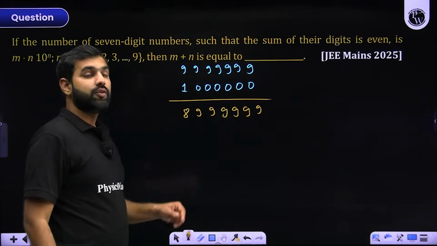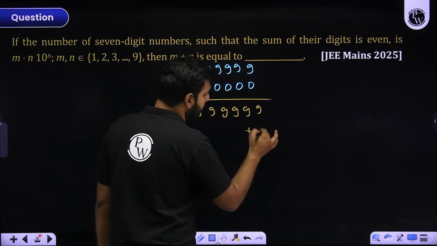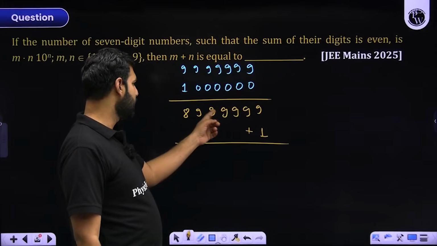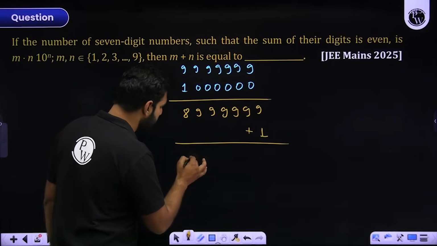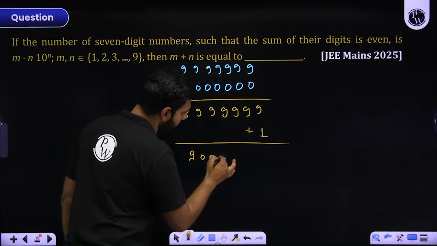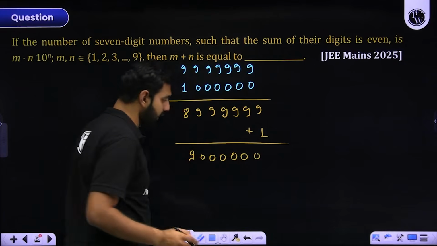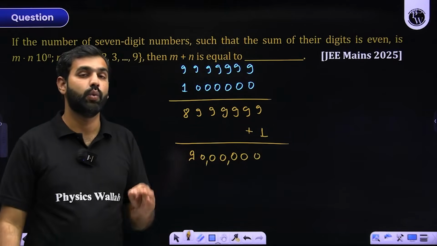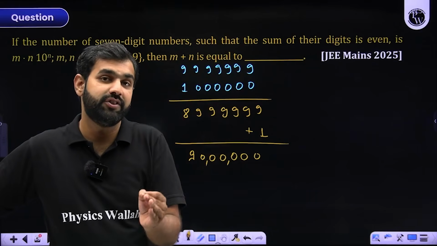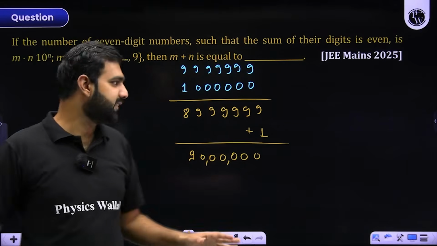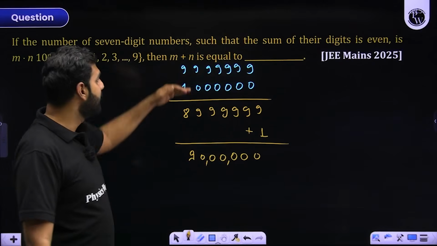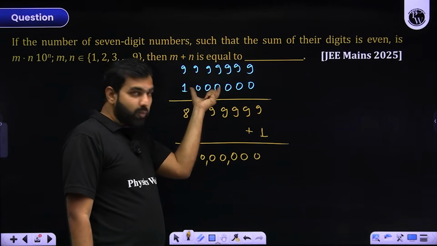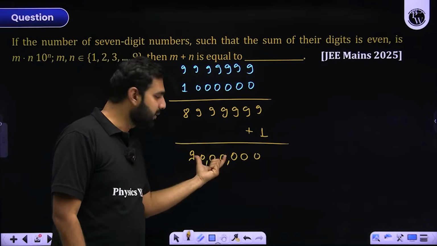And plus 1. If I am adding plus 1 to it, I hope you're realizing it is going to be 0, 0, 0, 0, 0, 0, and this will become 9. So it is going to be 9 followed by 6 zeros. So basically, these are the total numbers, first of all, between the largest 7-digit number and the smallest 7-digit number. These are the total numbers lying here.